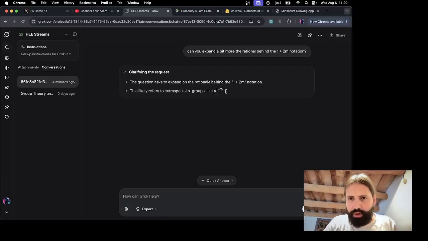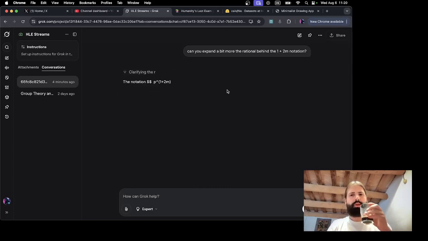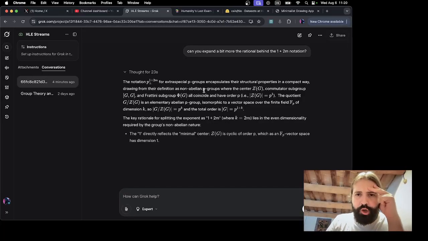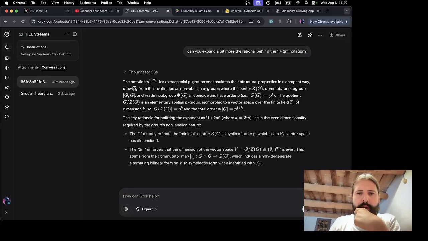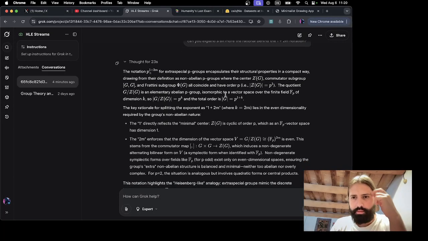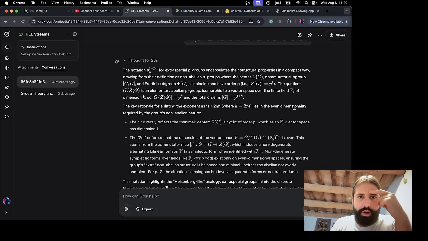Okay, so now we've got a general thing. So that's a general notation for extra special p-groups; it encapsulates their structural properties in a compact way, drawing from the definition as non-abelian p-groups where the center, what is the center? In the even dimensionality required by the group's non-abelian nature, the one directly reflects the minimal center, and 2m enforces that the dimension of the vector space is even.